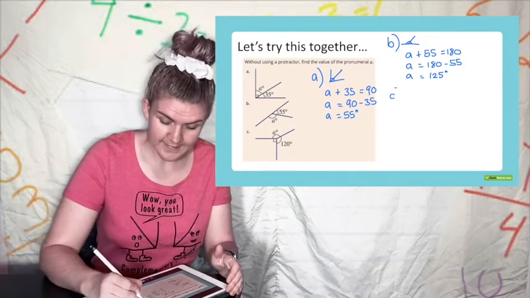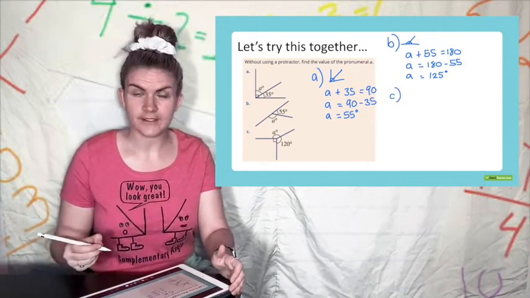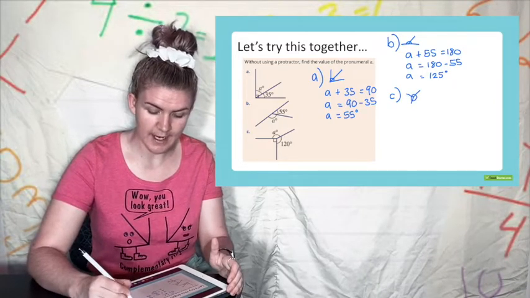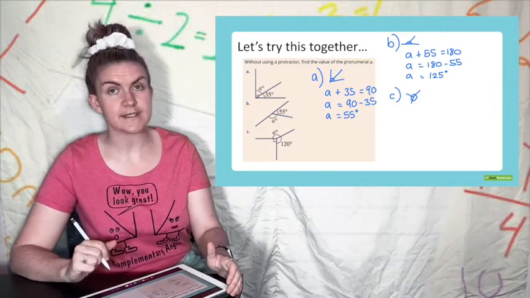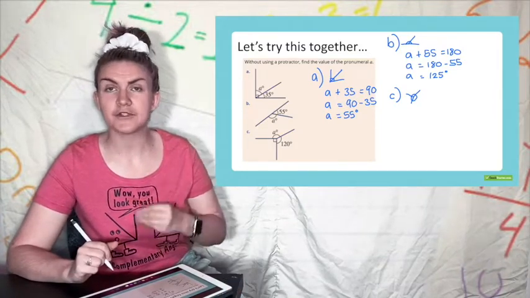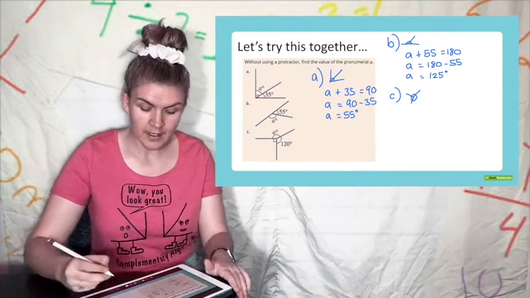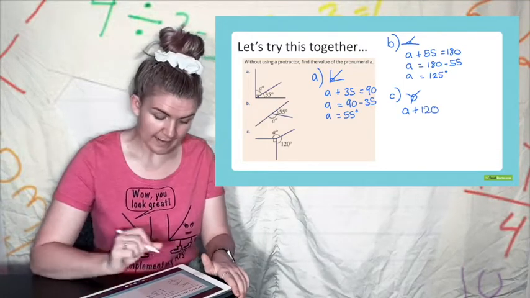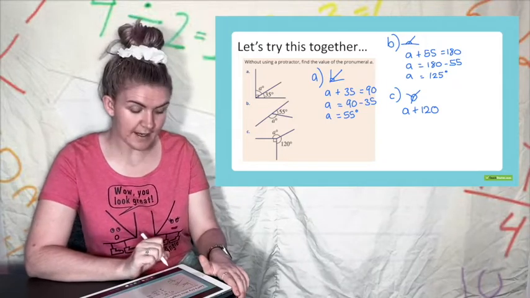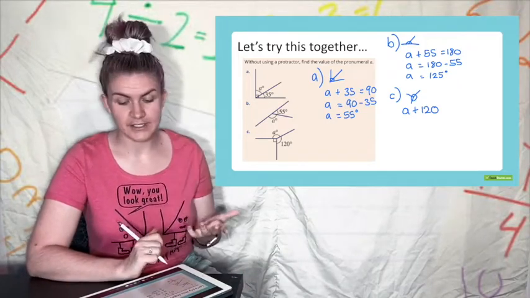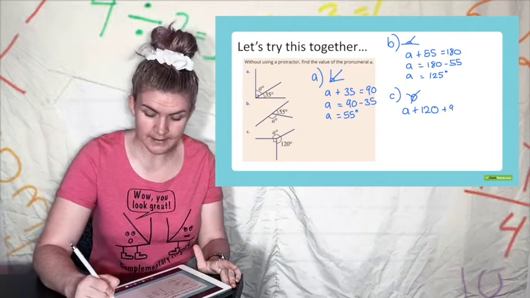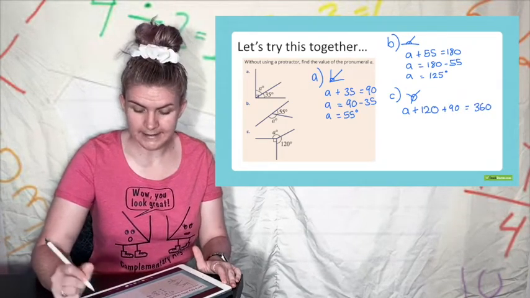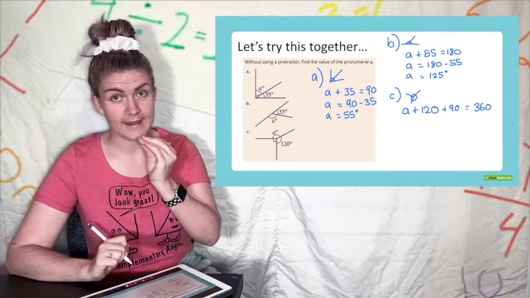And lastly, I have C, which is angles around a point. This symbol, I like to do 3 lines in random directions and then a circle. This is to tell me that all of my angles should add up to 360 degrees. So I've got A, and then I've got 120, and then I've got this angle that doesn't tell me the size, but it's got the square which tells me it's 90 degrees. So plus 90 equals, they all add up to 360. What I would do first is do that addition.